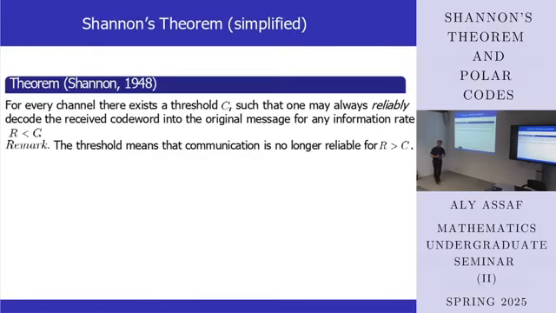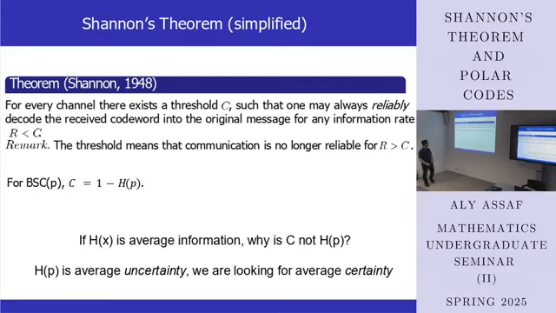Now we can finally introduce Shannon's theorem. Shannon's theorem states that for every channel, there exists some threshold C, which is the channel maximum capacity, or just channel capacity, such that one may always reliably send information across a channel with no errors on the other end, so long as they maintain the rate R below this capacity. But the converse is also true.